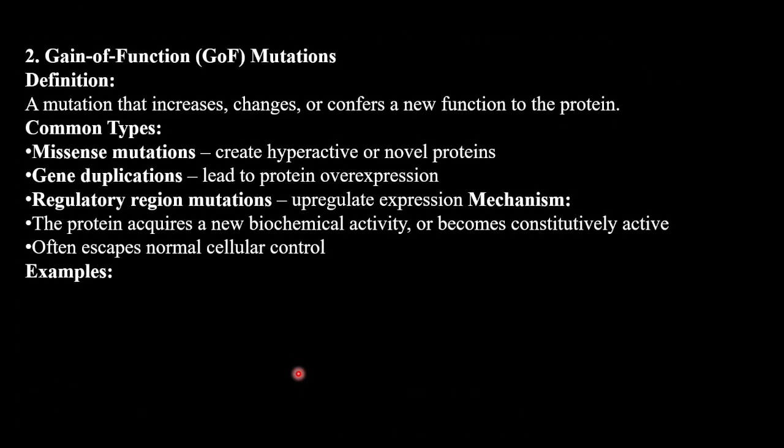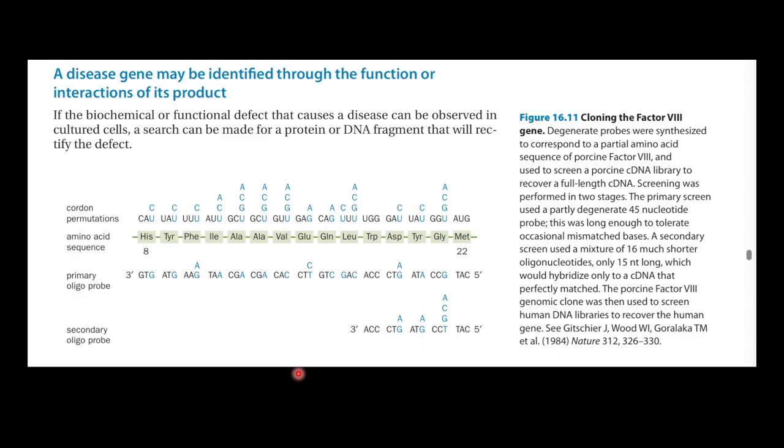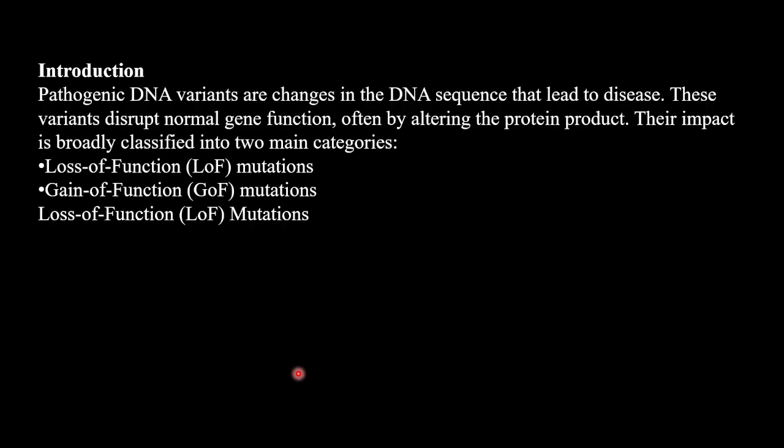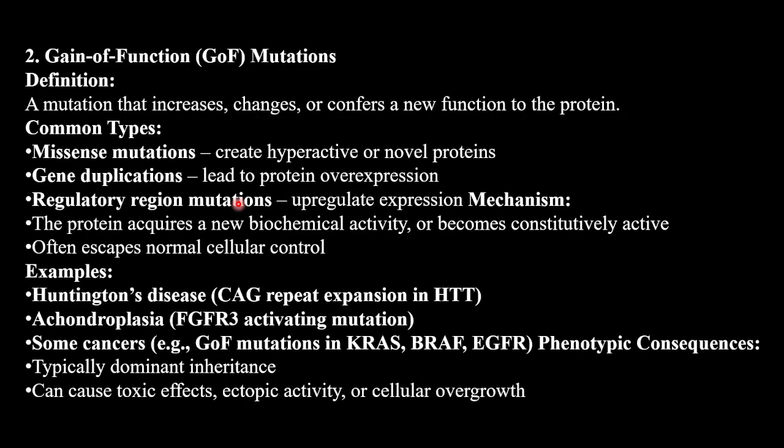I think I missed one slide here. Yeah, this slide. Pathogenic DNA variants are changes in the DNA sequence that lead to diseases and produce a protein which is not functional. They are broadly classified into two main categories: one is loss of function mutation and the other is gain of function mutation.